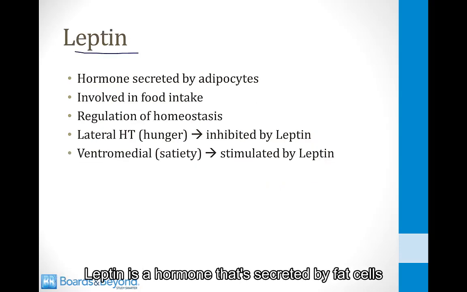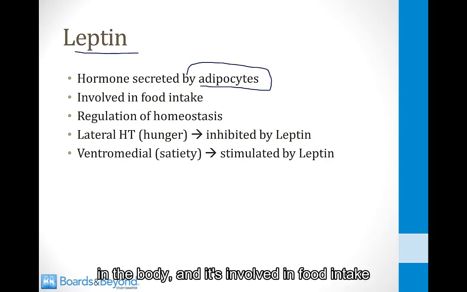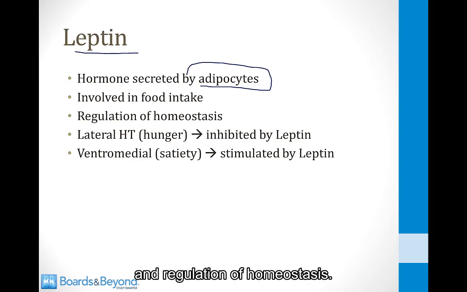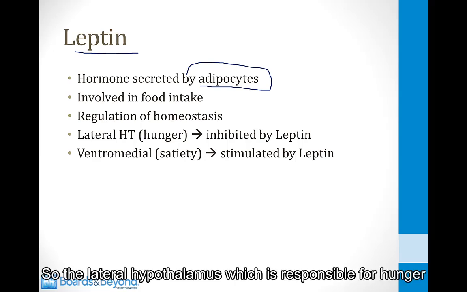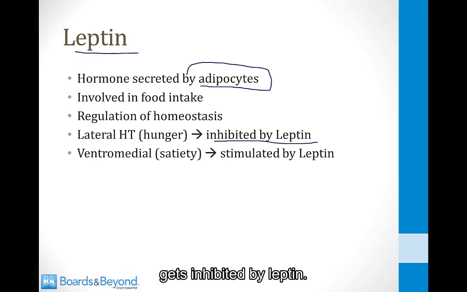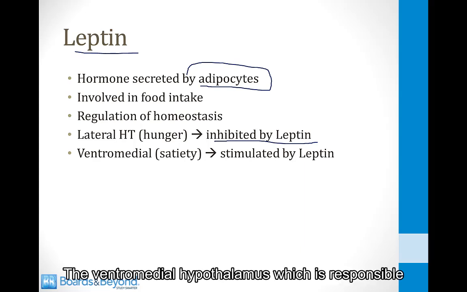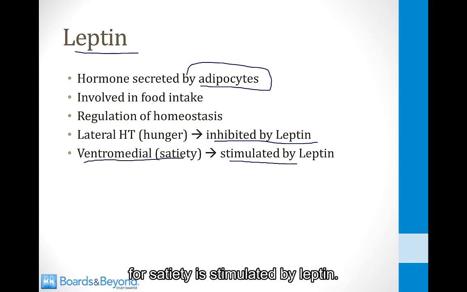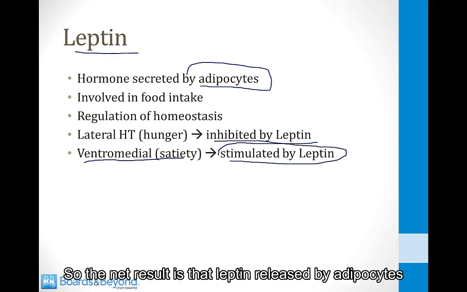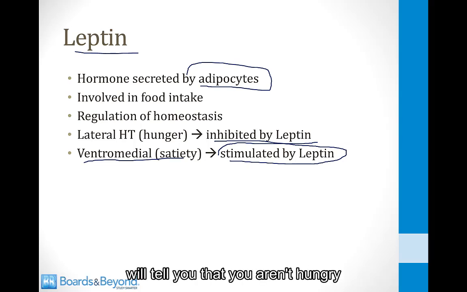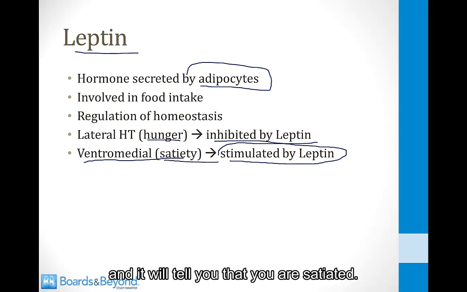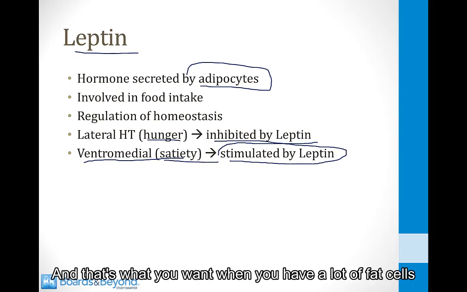Leptin is a hormone that's secreted by fat cells in the body, and it's involved in food intake and regulation of homeostasis. So the lateral hypothalamus, which is responsible for hunger, gets inhibited by leptin. So when you have a lot of fat cells, it tells you to eat less. The ventromedial hypothalamus, which is responsible for satiety, is stimulated by leptin. So the net result is that leptin release by adipocytes will tell you that you aren't hungry, and it will tell you that you are satiated, and that's what you want when you have a lot of fat cells in the body.